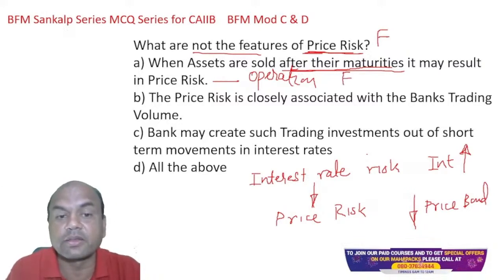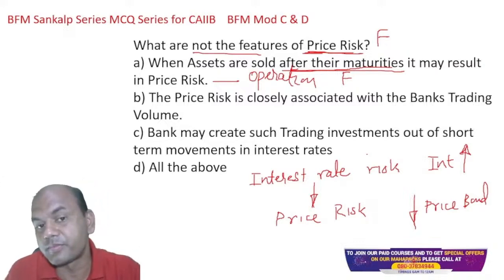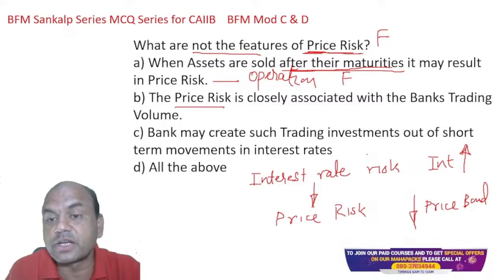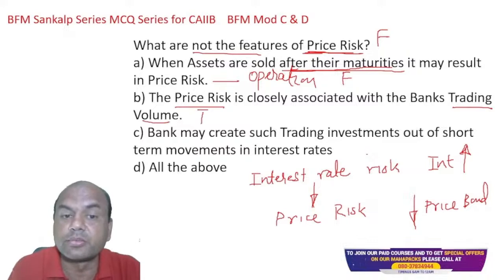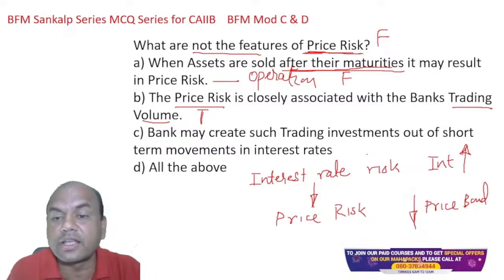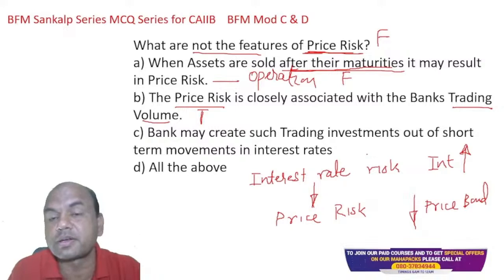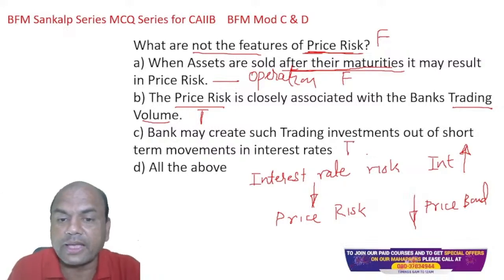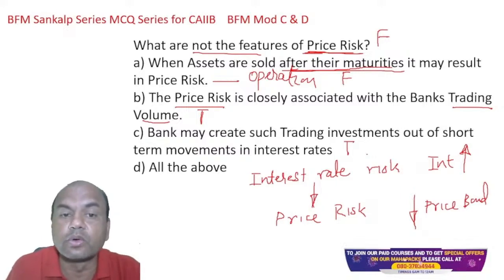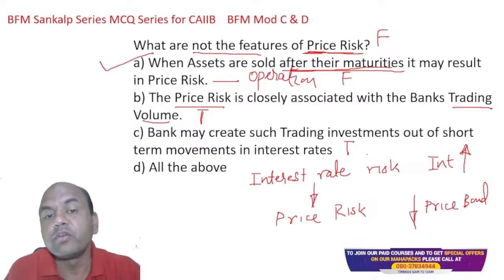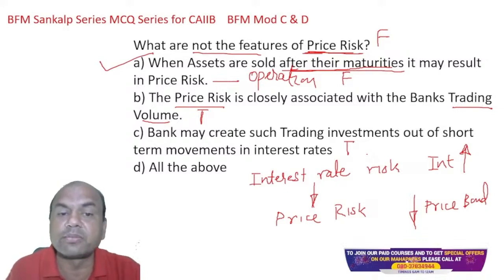What about the second one? The price risk is closely associated with banks' trading volume. That is true, because the more the trading volume, the more price risk I will have. Banks may create such trading investments out of short-term movements in the interest rates. So that is also true. I can create investments from short-term movements. So this is true, but I want the false one. So only A is the answer. When assets are sold after the maturity, it may result in the price risk.